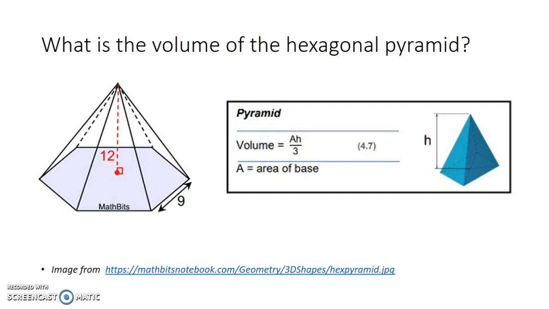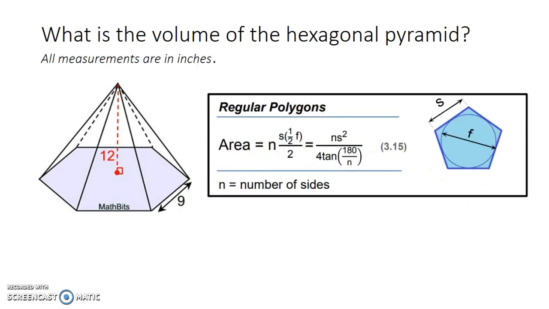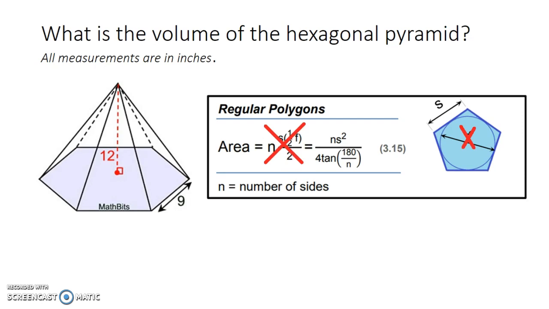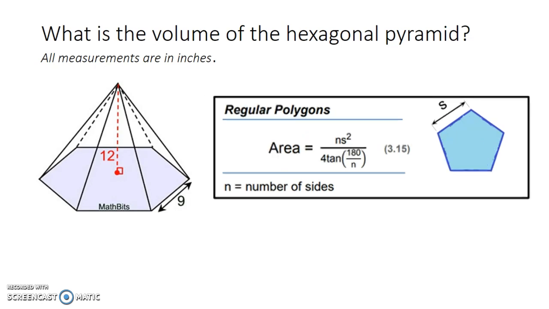For the hexagonal base, we look back at the PLTW formula sheet and see that this is a regular polygon. They give us this long, complicated formula. It looks like F is related to the circle that's inscribed inside of the polygon. I don't see anything with an F in it in this case, so we probably don't want to use that. There is no F, so let's collapse it down and just use n s squared over 4 tangent of 180 over n. In this case, n is the number of sides. It's a hexagon, so n is replaced by the number 6, and s is the side length, which we can see is 9.